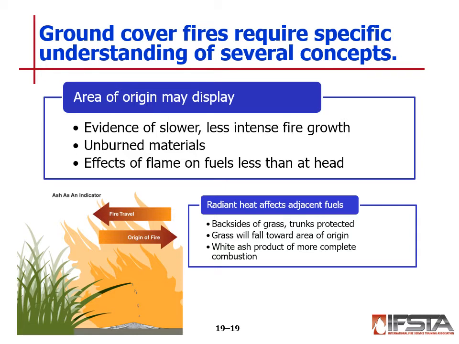Grass falls towards the area of origin, and the white ash product is more of an indication of complete combustion. So as you're looking at a grass fire, all things being equal, if you're looking for the point of origin, look for where the grass is bending towards that origin. Maybe very small, but it should be there.